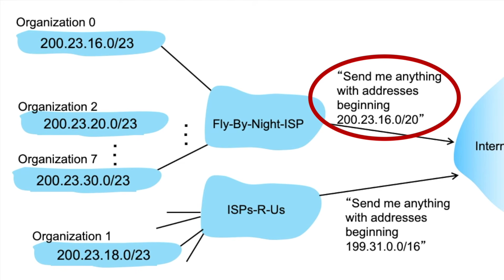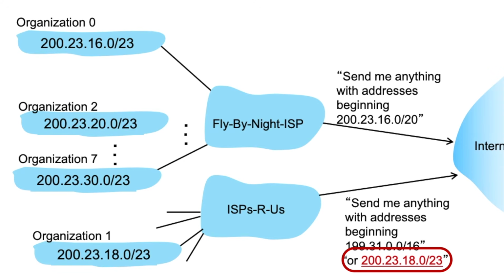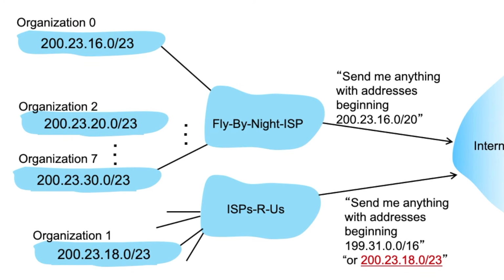But here's the critical thing. Now ISPs are us says, well, send me anything with address range 199.31/16 as before, but now it also says, also send me anything with address range 200.23.18/23. And note the /23 here, and note that 200.23.18/23 is contained in fly-by-night's advertised 200.23.16/20 address range. So, what are we to do here?